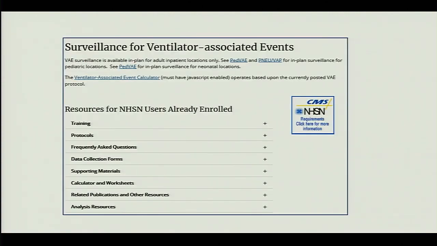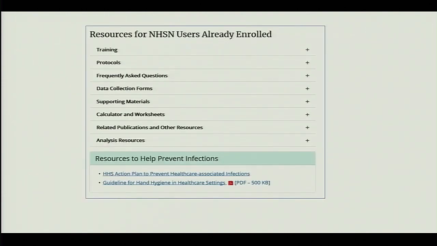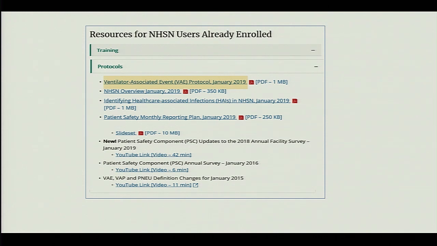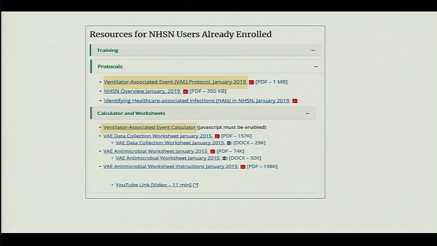This is what our VAE webpage looks like. Note that we have collapsible tabs which contain the protocols, FAQs, and other items which are designed to facilitate VAE surveillance. For example, the training tab has the 2 CBTs that I mentioned earlier, but there are also videos of live training events, and presumably in a couple months, this video will be up there as well. The protocol tab houses the VAE protocol, of course, but it also contains general NHSN protocols which can help you in your surveillance efforts. And then the calculators and worksheets. This is where you can find specific tools to help you make VAE determination much more easy.